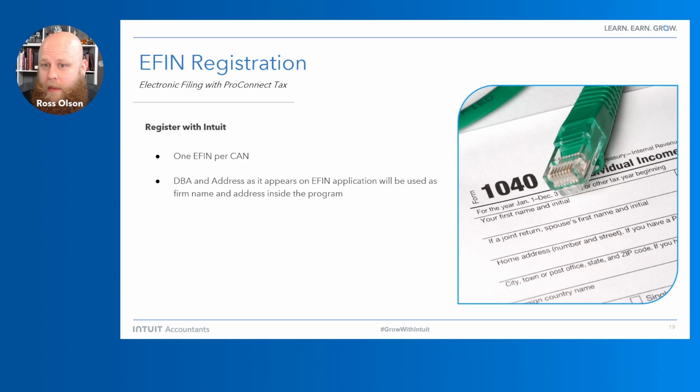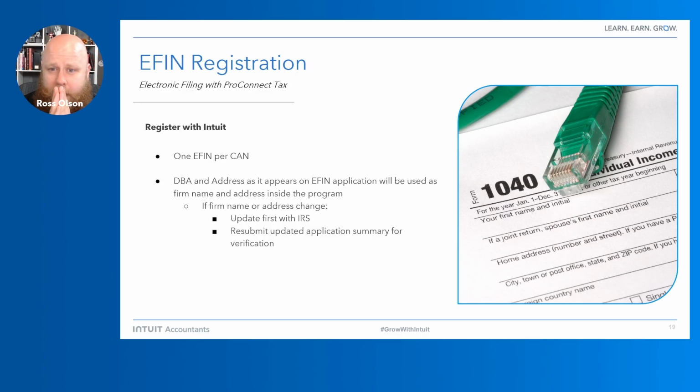If that's not the way that you want your name, or that's not the address that you would like to appear inside of ProConnect Tax, you'll want to make sure you first update it with the IRS via the e-services. So where you go to apply for your EFIN, or where you access that EFIN application summary page, update your firm name and address there, reprint it as a PDF and submit it, and we'll change your name and address in the software to match what is on that updated EFIN application summary. So again, not terribly complicated a process, but it's something to be aware of.